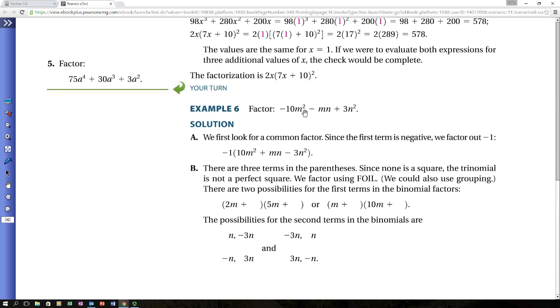Example 6 is we have this trinomial, which is negative 10 m squared minus mn plus 3n squared.